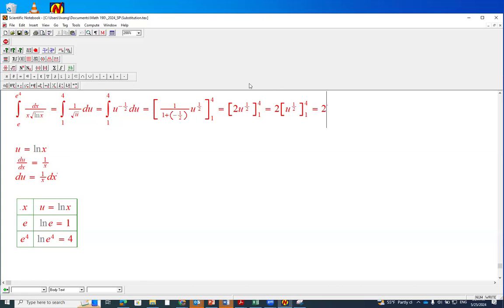So bracket, that's going to be u to the power of half when u is 4, subtracting u to the power of half when u is substituted by 1. Equals 4 being taken square root, that's going to be 2, minus 1 taken square root as 1, so 2 minus 1. So in the end, equals 2.